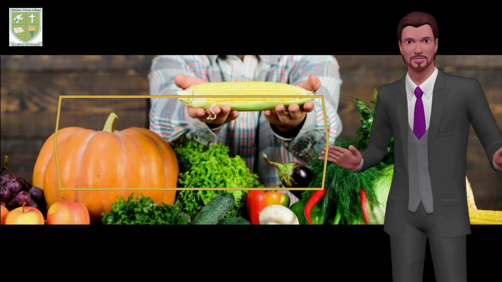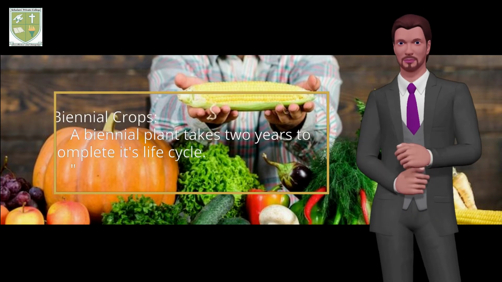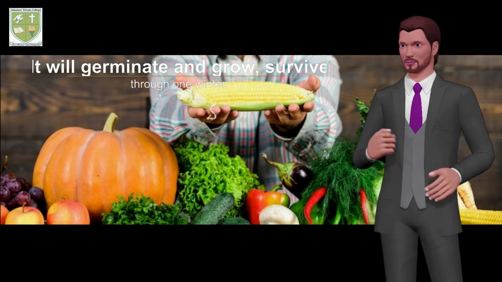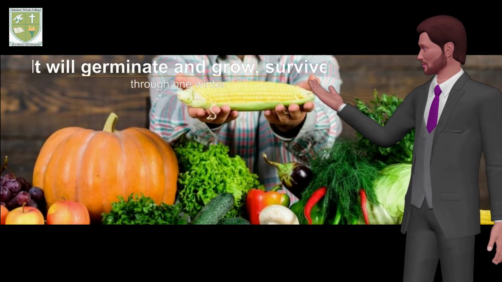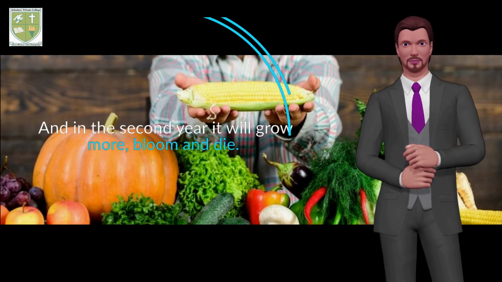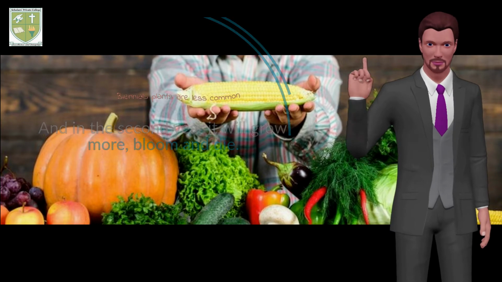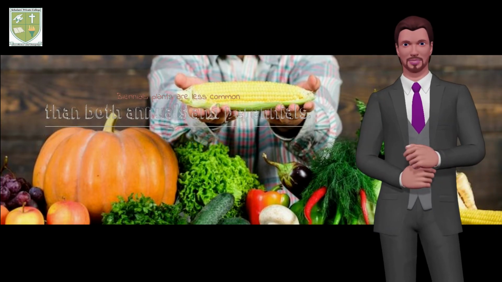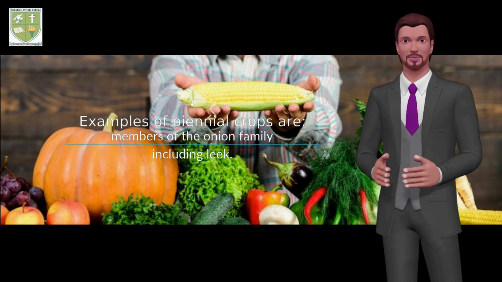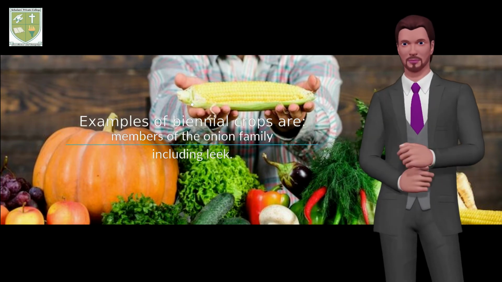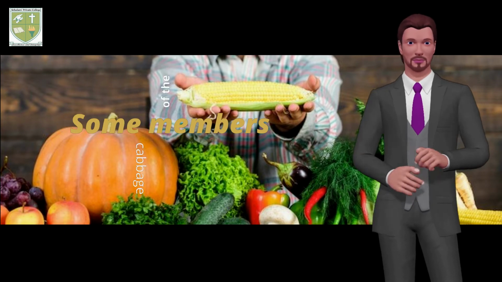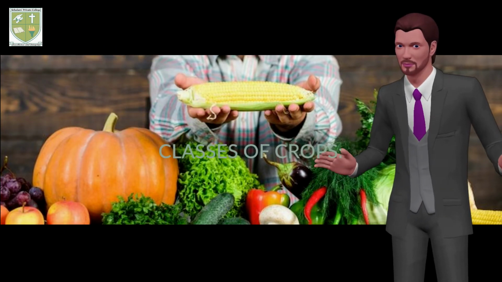Biennial crops. A biennial plant takes 2 years to complete its life cycle. It will germinate and grow, survive through 1 winter. And in the 2nd year it will grow more, bloom and die. Biennial plants are less common than both annuals and perennials. Examples of biennial crops are members of the onion family including leek. Some members of the cabbage family are common mullein, parsley, fennel, carrot, and pepper.